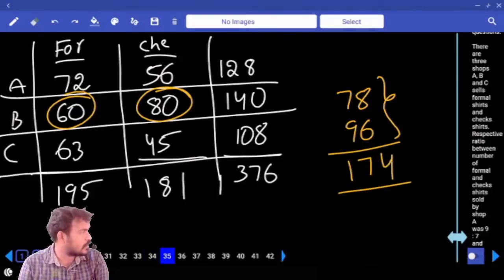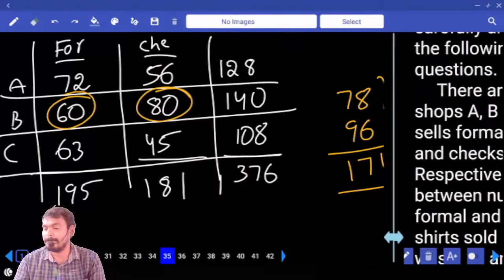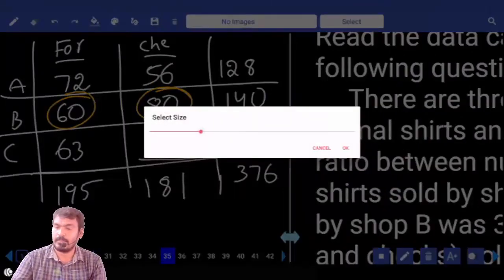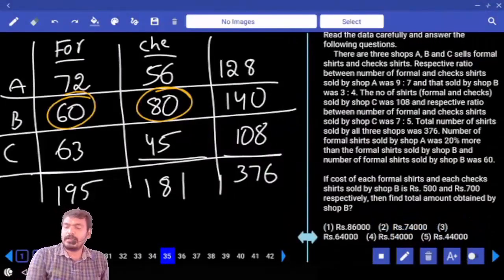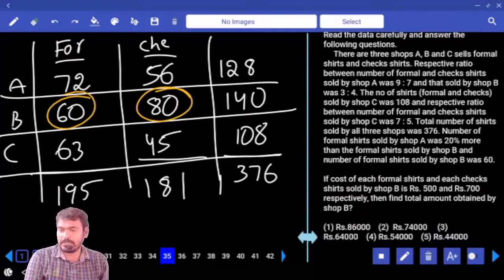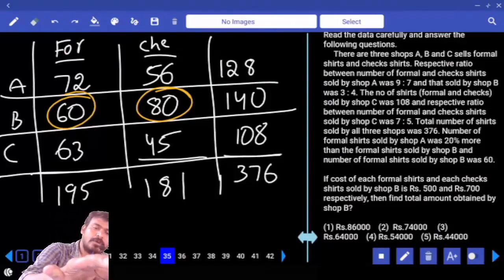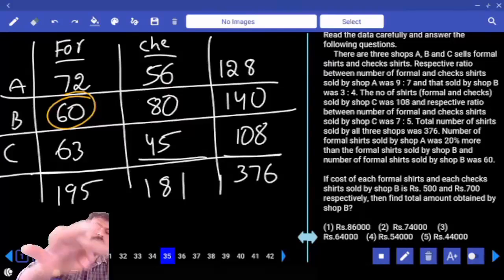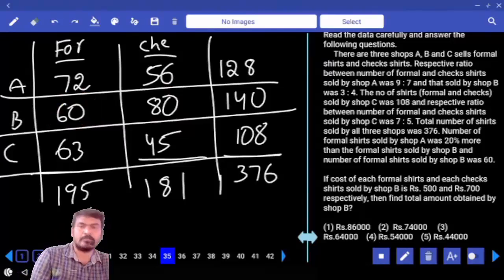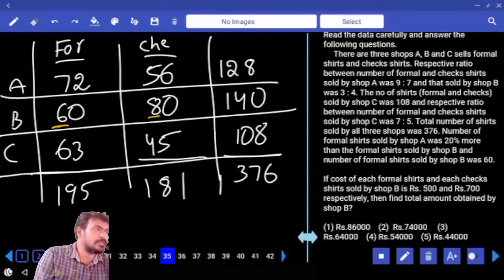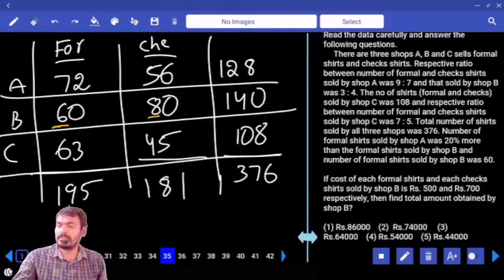Next, question number 35. If the cost of each formal shirt and each check shirt sold by shop B is how much? 500 and 700 respectively, then find the total amount obtained by shop B, or not? Okay. What are the shop B formal shirts? 60. Check shirts 80. Okay. Suppose we assume 6 and 8, or not? 6 and 8. 6 into 500.